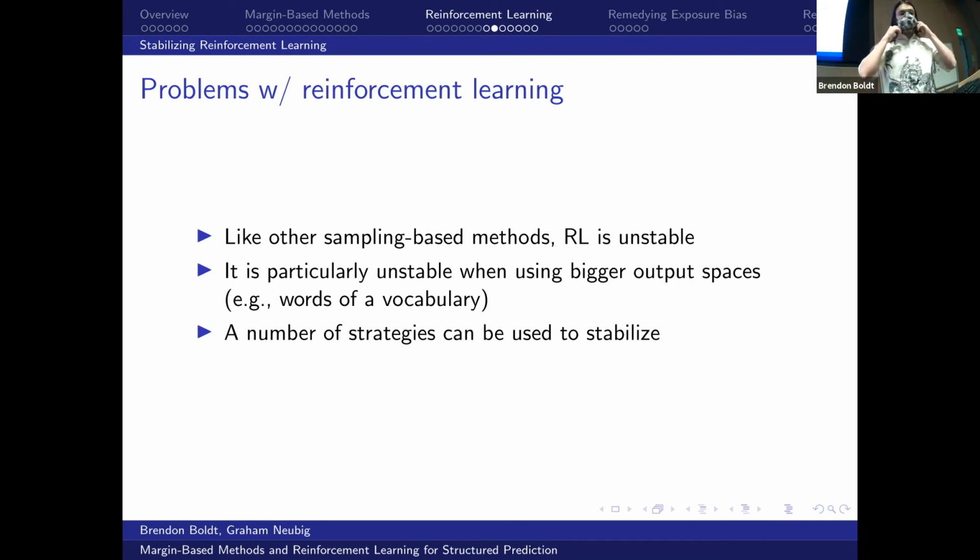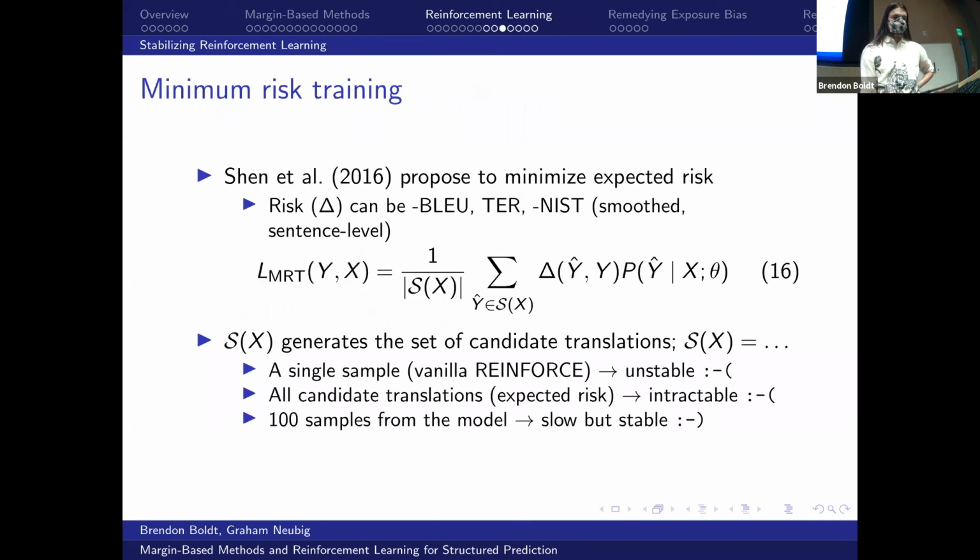But we're going to briefly cover some various strategies that can be used to stabilize reinforcement learning. First, I want to present minimum risk training. This is a paper that focuses on machine translation and how we can line up, again like problem number 2 from the beginning, our training objective with the evaluation metric?